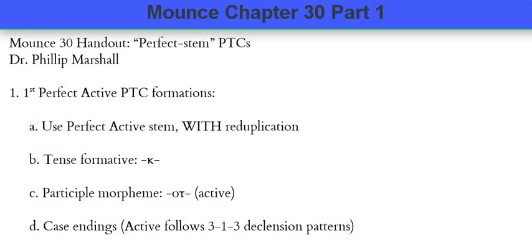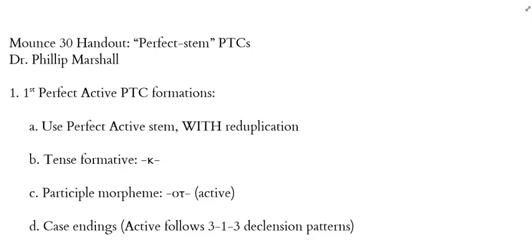Grab your handout on Mounce chapter 30. We're going to cover the perfect participle, and we'll look at the rest of the lesson material a little bit later. We're going to just focus on how to form the perfect participle, and then some comments about translating it in just a little bit. But we have, first of all, the perfect active participle formation up here on your handout.